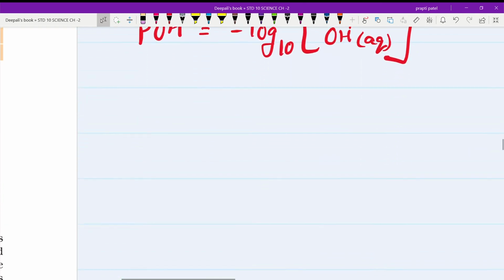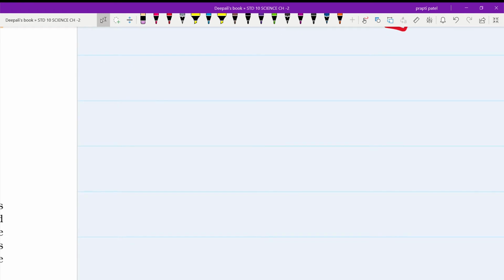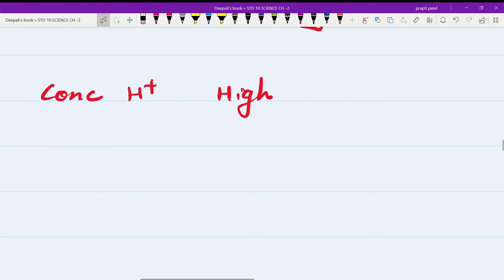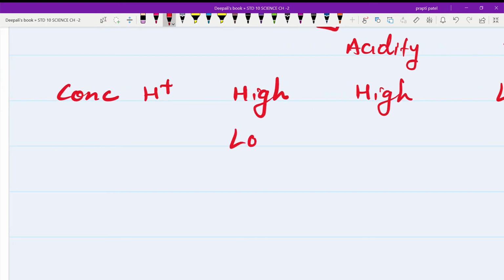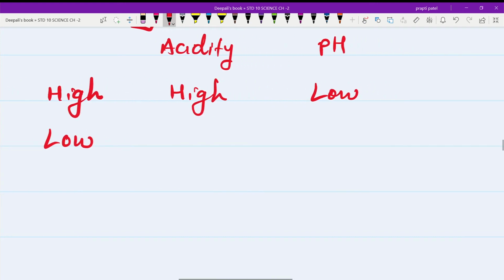So, if we summarize this part, we can say that if the concentration of H plus is high, then acidity is high and the pH value is low. And if the concentration is low, then acidity is low and the pH value is high. This is how you can remember.